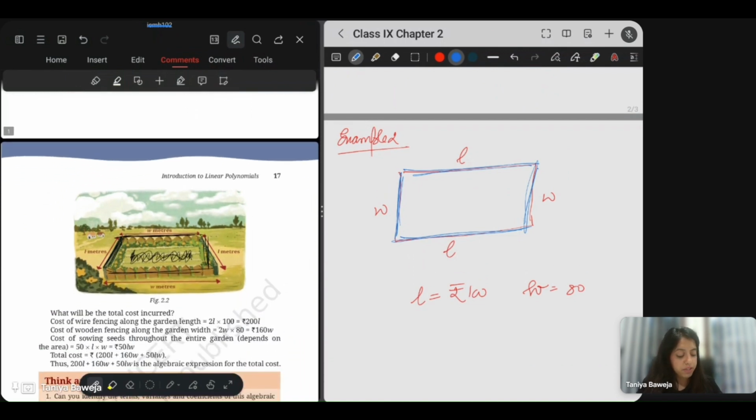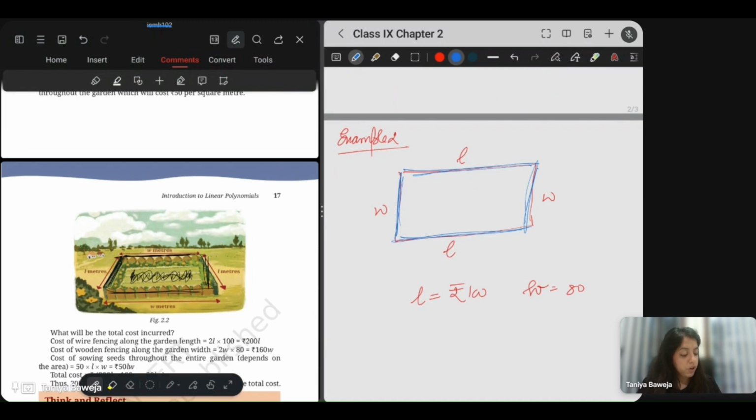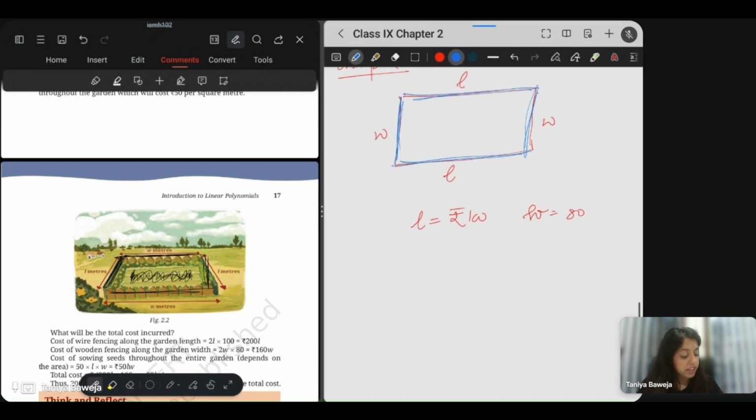Now they're asking what will be the total cost incurred. If we talk about the wire along the length, here the cost will be multiplied by 100, and here also the cost will be multiplied by 100. Similarly, for the width, the cost will be multiplied by 80. Here as well, the width will be multiplied by 80. So that means the cost of wiring along the length, and you call it breadth or width, it's the same thing.